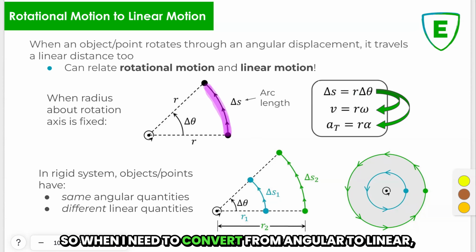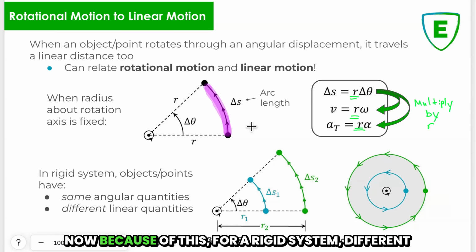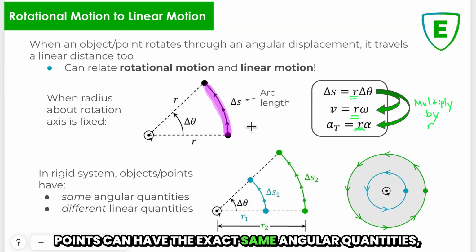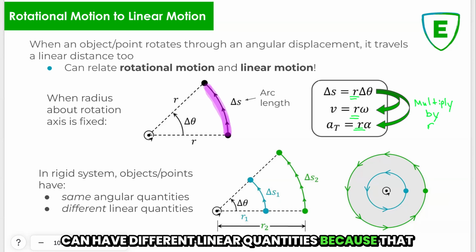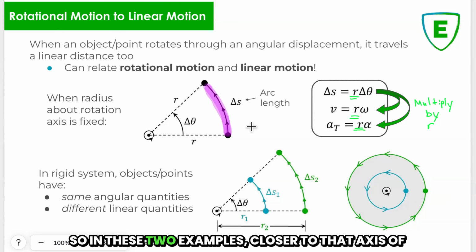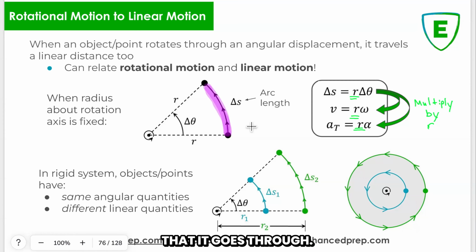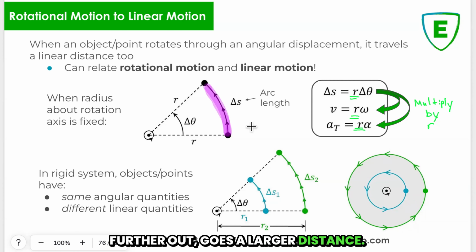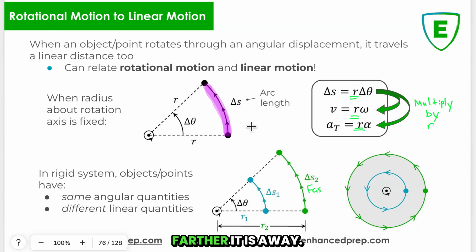So when I need to convert from angular to linear, I can just multiply by r. Now, because of this, for a rigid system, different points can have the exact same angular quantities, velocity, acceleration, and displacement, but they can have different linear quantities because that depends on r. So in these two examples, closer to that axis of rotation, smaller r value, so a smaller distance that it goes through. Okay. Further out, it goes a larger distance. So that means that it has to be traveling faster the farther it is away.